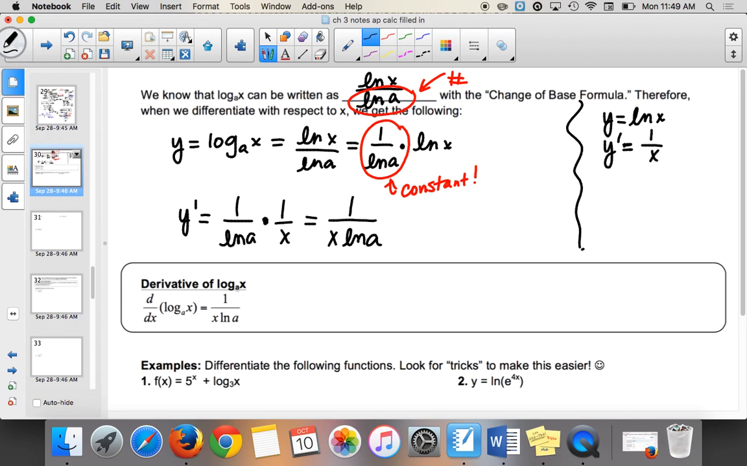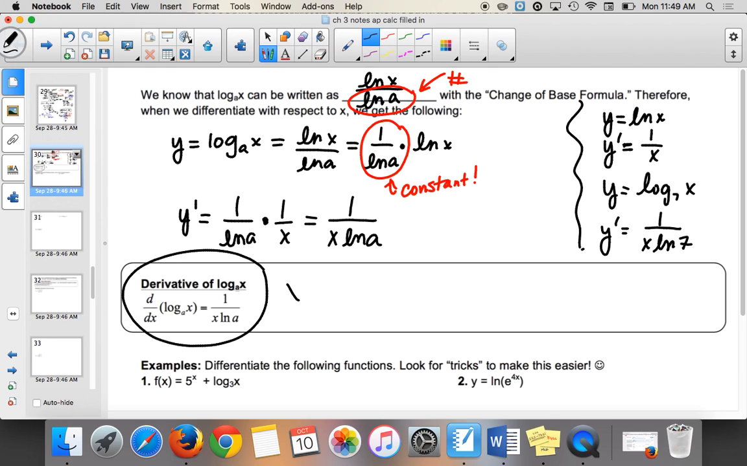So if you see something that looks like log base 7 of x, we know right away its derivative. Because of the change of base formula, we think of natural log of x over natural log of 7. The 1 over natural log of 7 goes out front. The derivative of natural log of x is 1 over x. So we know right away it's 1 over x natural log of 7. That is the derivative. So that is right here.